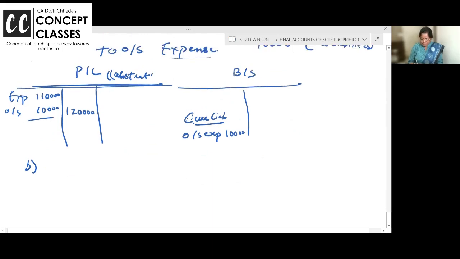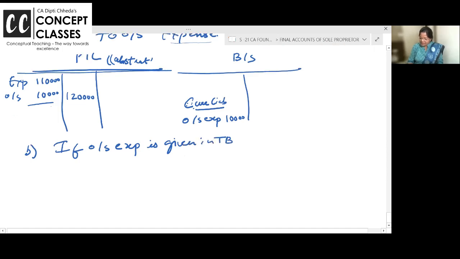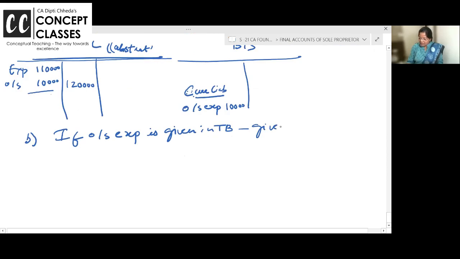Debit. If outstanding expense is given in the trial balance, give only the balance sheet effect. This means this entry is already passed. Expense is already increased. Just give only the balance sheet effect.